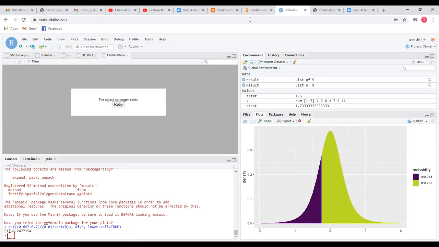Okay, so that's pretty cool, right? You will get the values here, as you can see. So that's how you got your p-value. See here, this is 0.248. So this is the lower tail, right? This is my p-value here. All right.